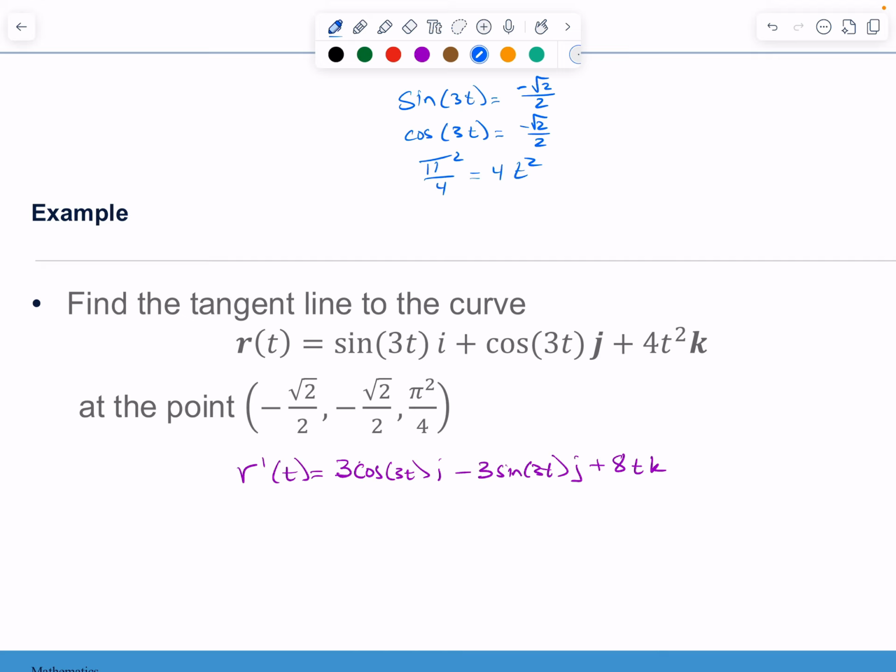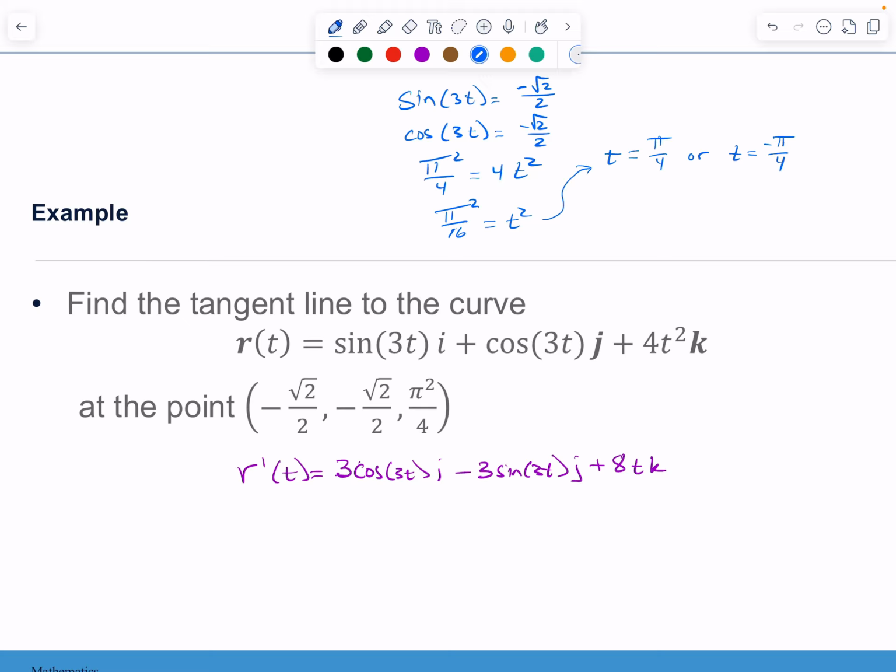I feel like I've made a mistake somewhere. Well, we're going to find out. Maybe I have, maybe I haven't. No, I think I'm okay. Yeah, I'm fine. Okay, so divide both sides by 4. I'm always worried about typos. So this will be pi squared over 16 is t squared. And that gives me t equals pi over 4, or t is negative pi over 4.